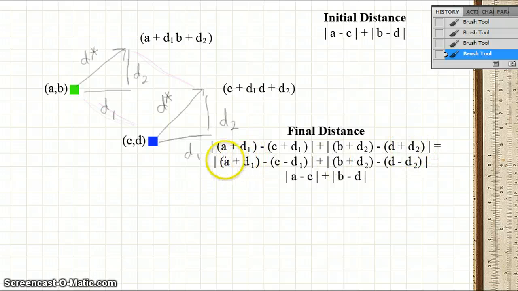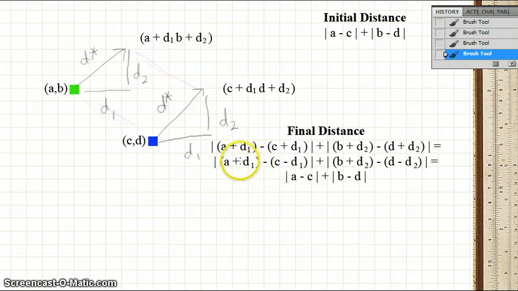And so for this, we're going to keep simplifying it. Basically what we're going to do is distribute our subtraction sign here. So we distributed it from here and from here to here. Now this becomes the absolute value of A plus D1 minus C minus D1, plus the absolute value of B plus D2 minus D minus D2.